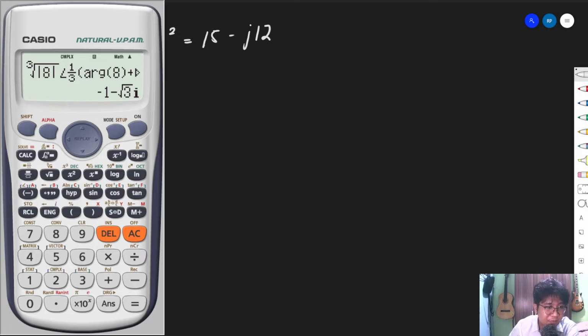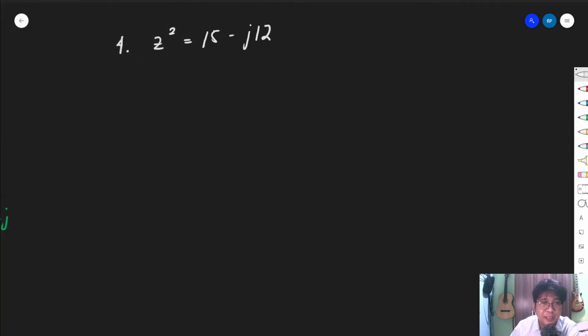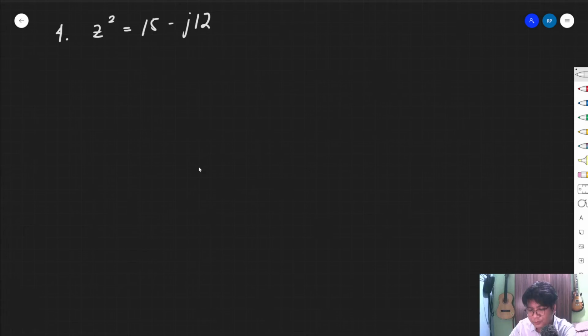Let me lower our calculator again so we can see the board. So, z squared is equal to 15 minus j 12. Okay, so, what we will do is isolate z so that only z is on the left side. So, let's take the square root of both sides.